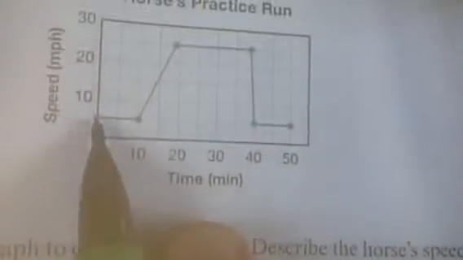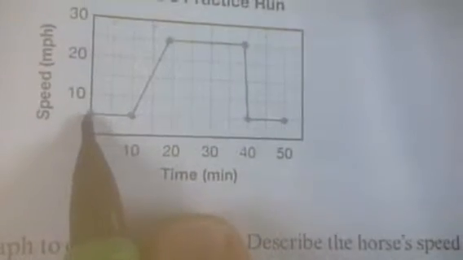So what's happening from 0 to 10 minutes? We'll look at this part. From 0 to 10 minutes, the speed starts at 5 miles per hour and it stays at 5 miles per hour. So there is no change. So no change, okay?